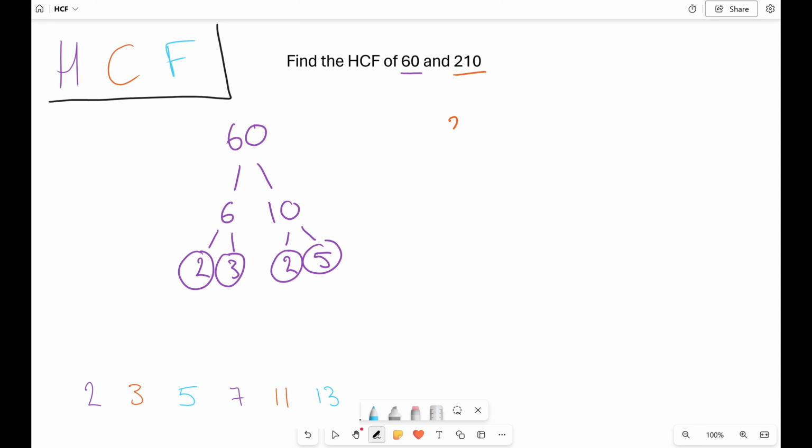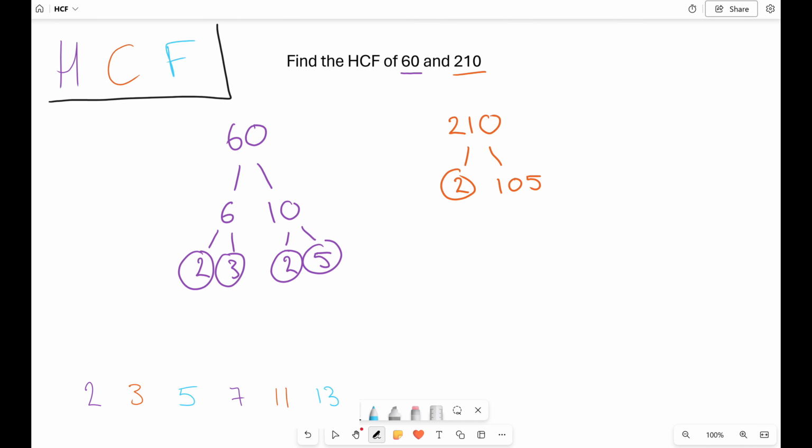All right, cool. So now let's look at 210. I'm going to split this into its products of primes. So two numbers that times together to make 210 is 2 and 105. Yeah, 2 is a prime number, so I'm going to circle it. And now I'm just going to focus on this side here.